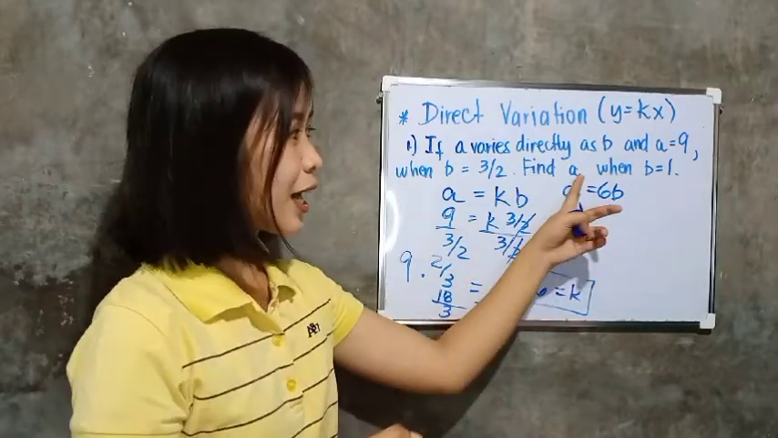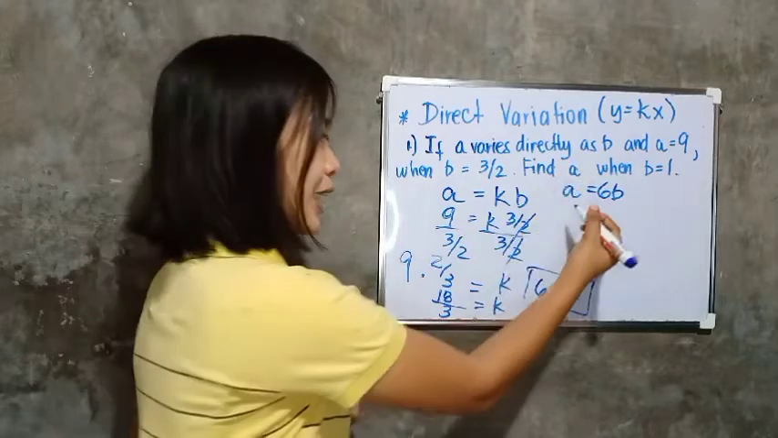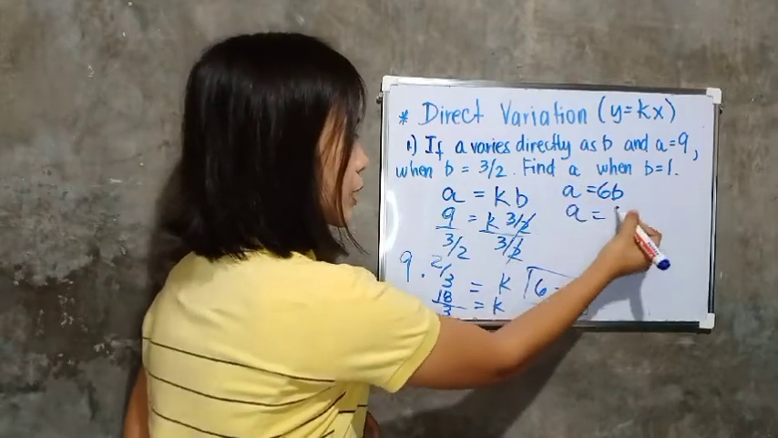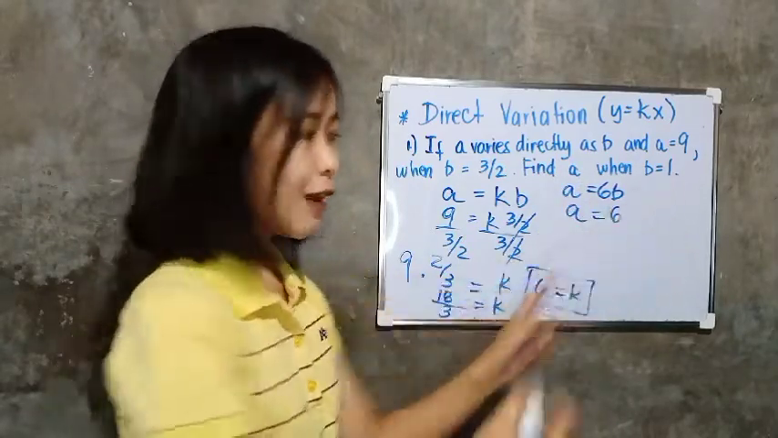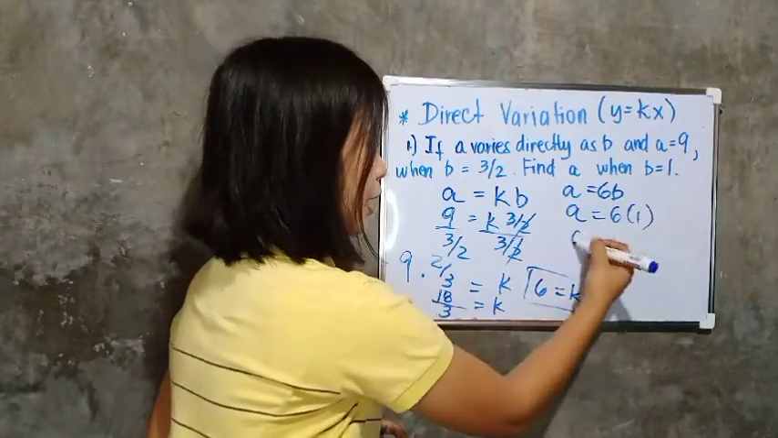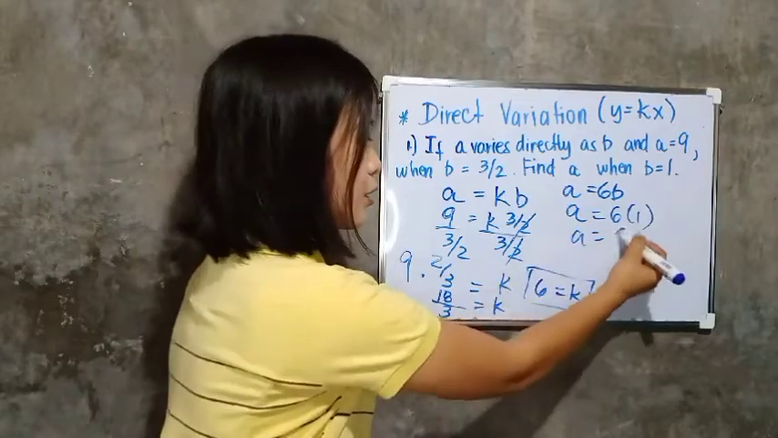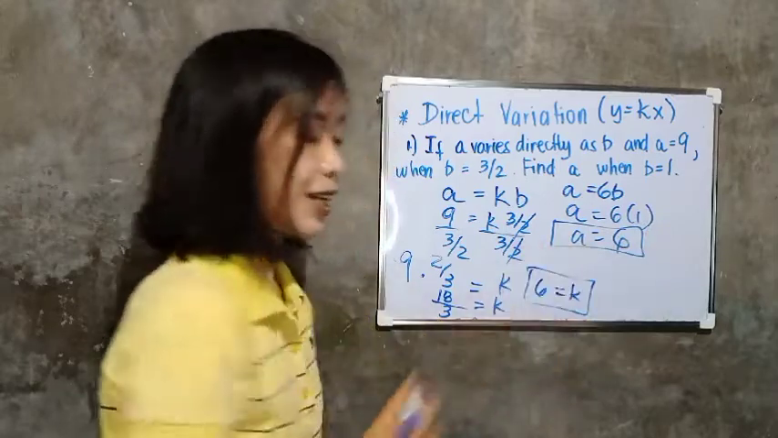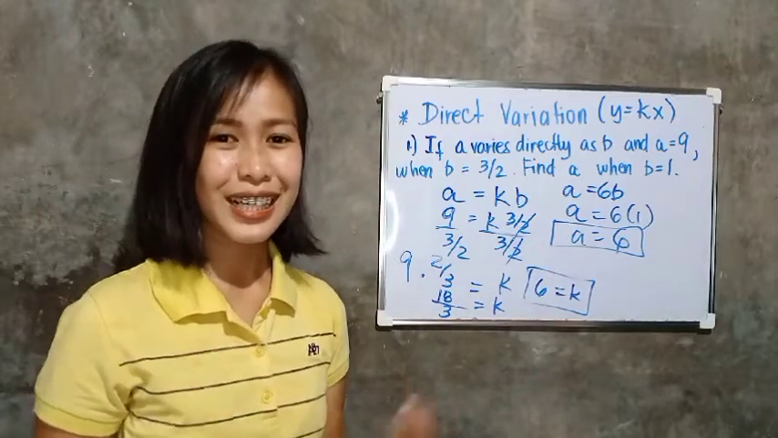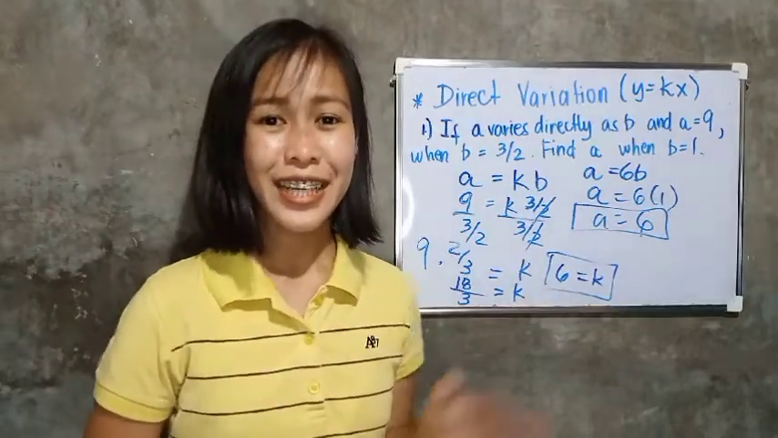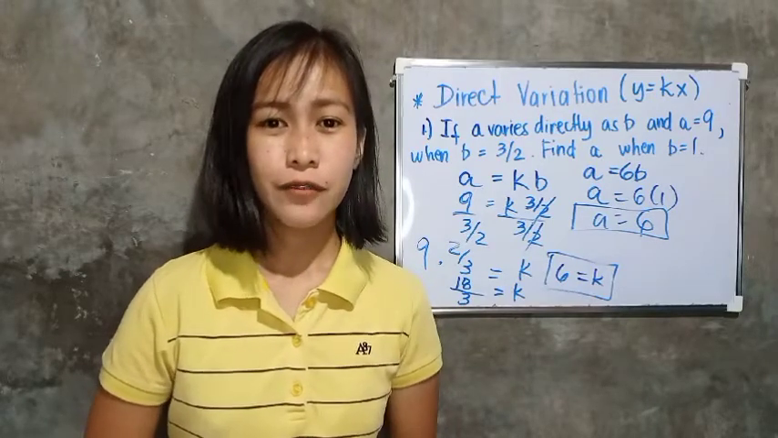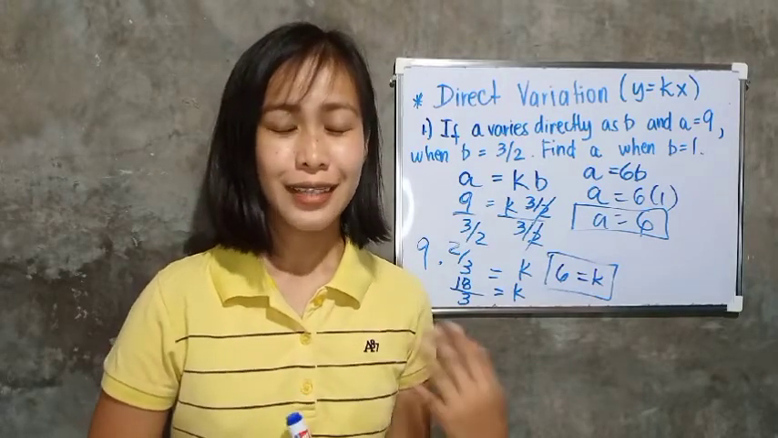Okay? So, dahil nga hanapin pa natin si A, ibaba mo na yan. So, A is equal to 6. Ang ating B ay 1. Okay? So, we have A is equal to 6 times 1. Of course, A is equal to 6. Okay? Ganun lang kasimple. So, ayan. So, this is an example of a direct variation decreases at the same time.